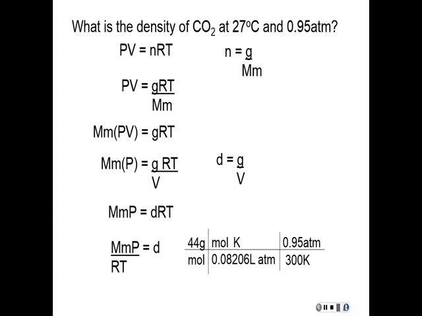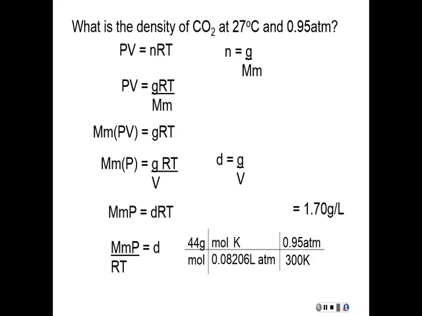I get my molar mass, the CO2, so that's 44 grams per mole. You notice the per mole, the moles in the denominator. Because I'm dividing by R, I'm flipping those units. So now you can see that moles will cancel, and Kelvin will cancel, and atmospheres will cancel, and I'm going to be left with grams per liter, which is the density unit. And I wind up getting 1.70 grams per liter.